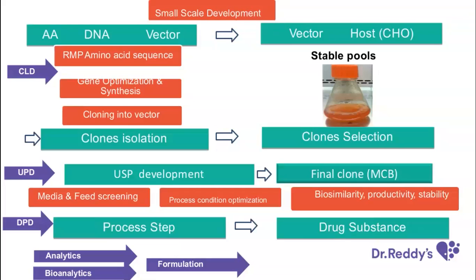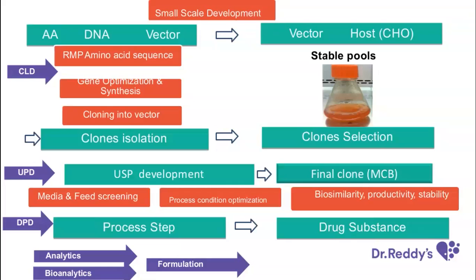Once the cell bank is ready, it goes to the upstream process. In upstream development, they want to screen the media and the feed. First they culture the clones in different media and try feed screening. For this they use different instruments such as shake flasks. They can also use the Ambr equipment, which has 5 ml biofermenters. This is very expensive actually.